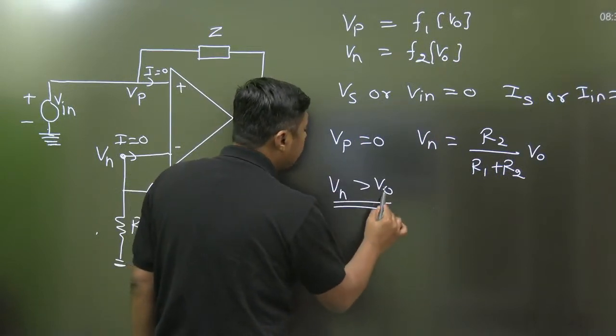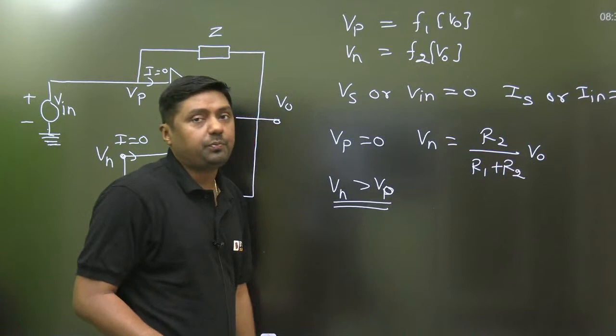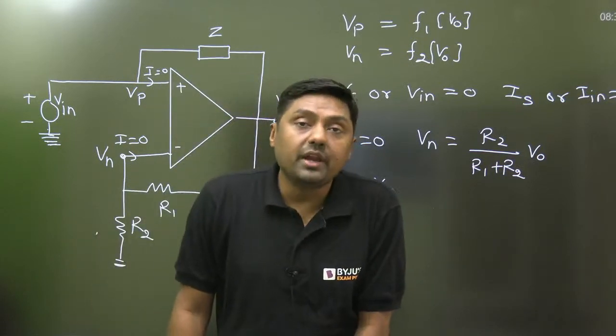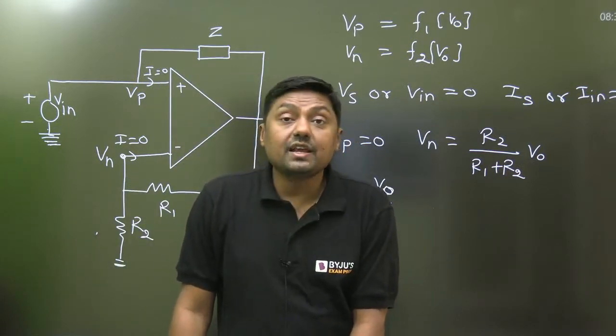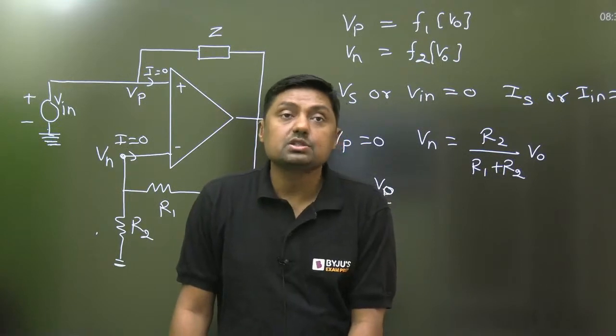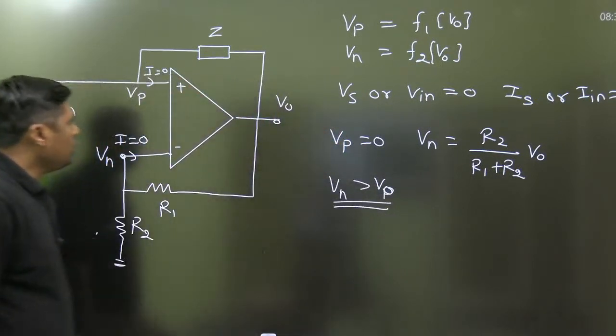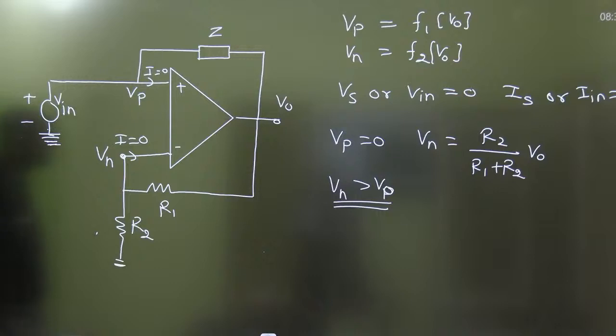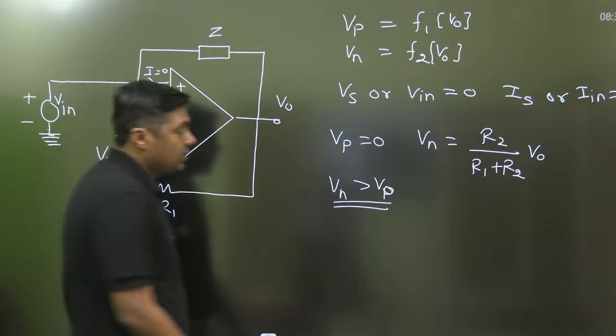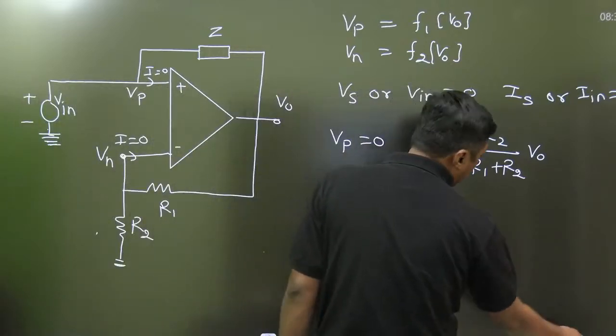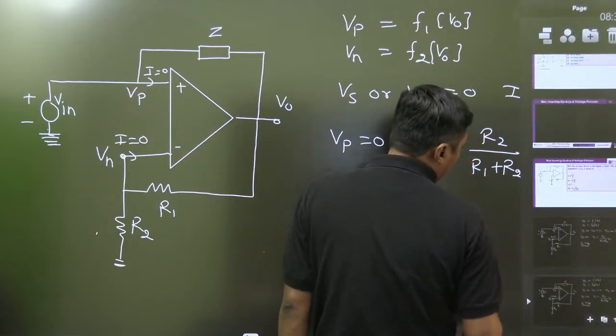If Vn is greater than Vp, now tell me which feedback is dominant. Now we can say the negative feedback is dominant. If the negative feedback is dominant, then the virtual short concept is valid. Now this question becomes very, very easy. Now you can solve this question.